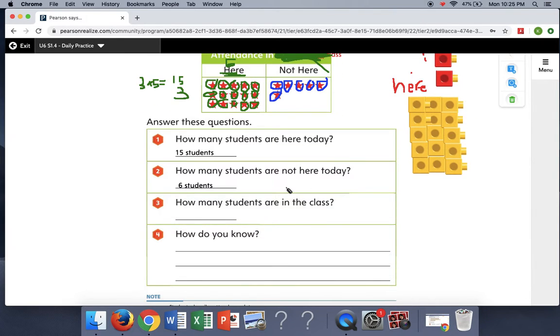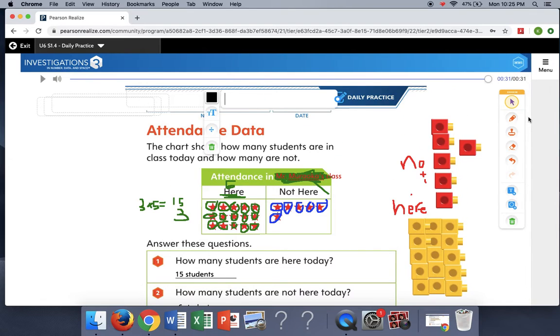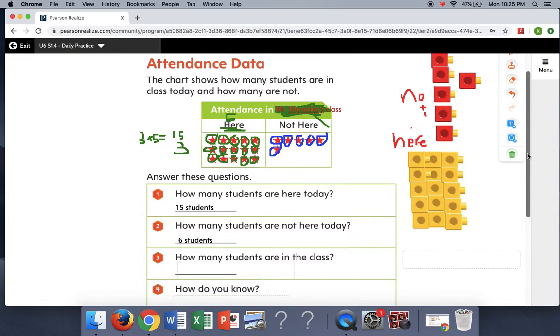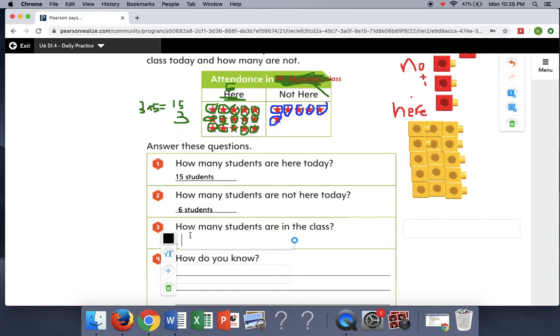So class, what is 15 students plus 6 students that are not here? Your answer should have been 21. Great job. 21 students are in the class.